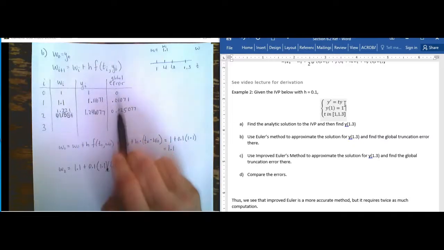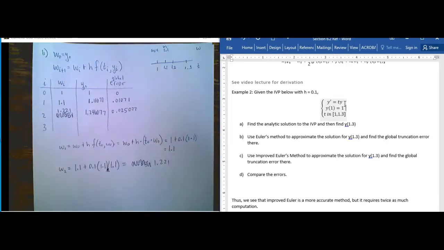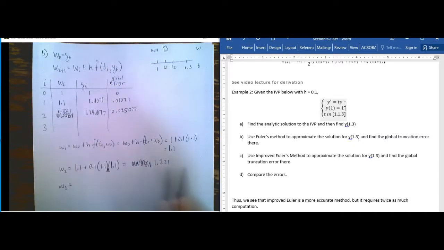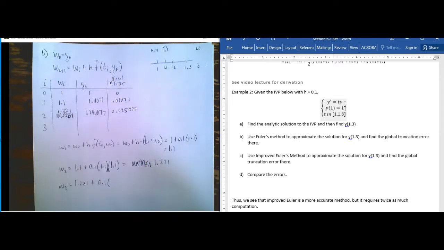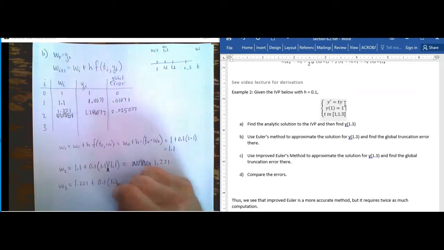So again, global truncation error. It's magnifying this error, right? And then the last one, w3, is going to be the previous w plus h times the previous t, which would be 1.2, times the previous w, 1.2.